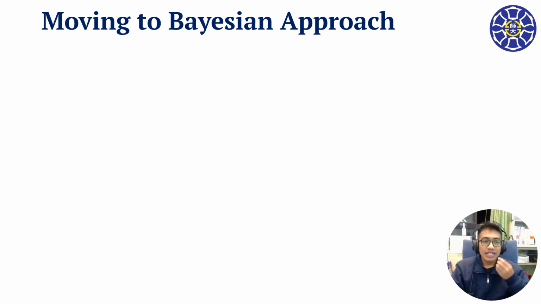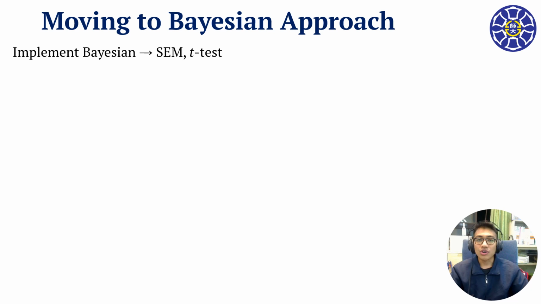So in this slide, I will discuss our current progress of moving to the Bayesian approach from the traditional one. We try to implement Bayesian in all of the research that we have. One of those is SEM, structural equation model. We try to implement Bayesian in this approach, and we are also trying to adopt Bayesian for the t-test. The t-test is a general statistical method and an easy one in practicing research.